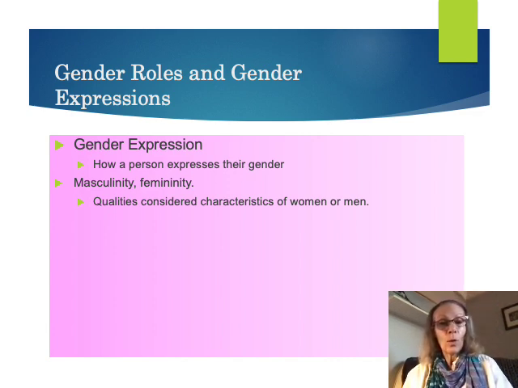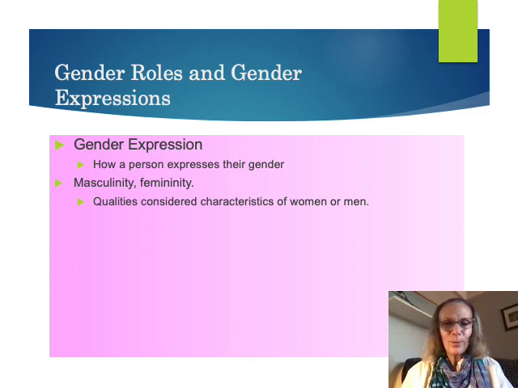What does a real woman look like? Or, I got it backwards. Femininity: what does a real woman look like? And masculinity: what does a real man look like?